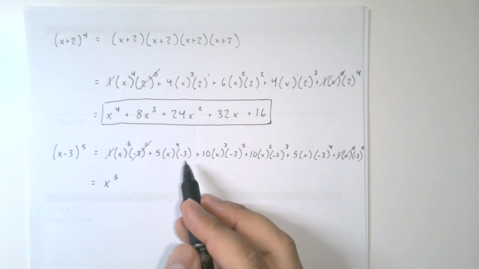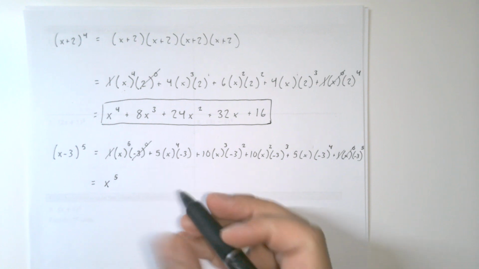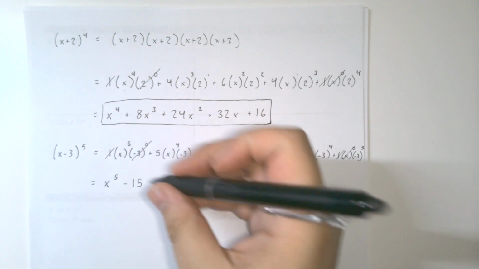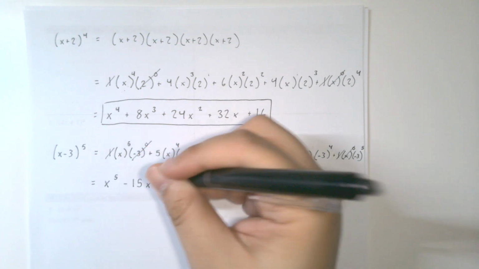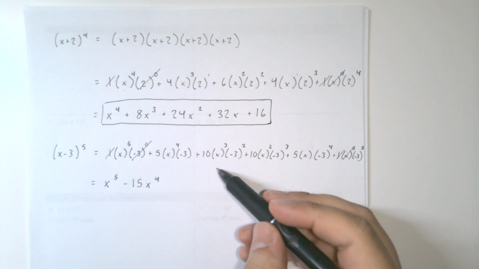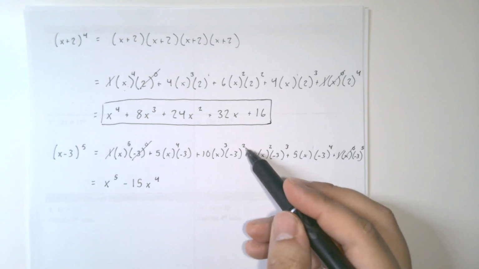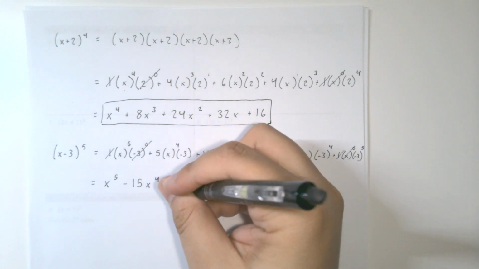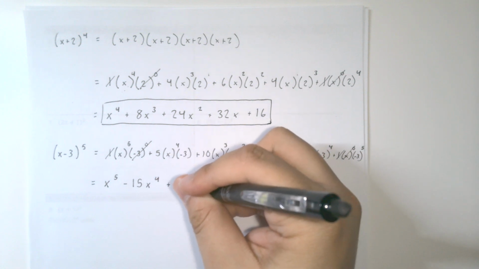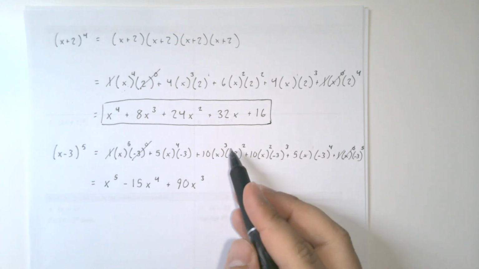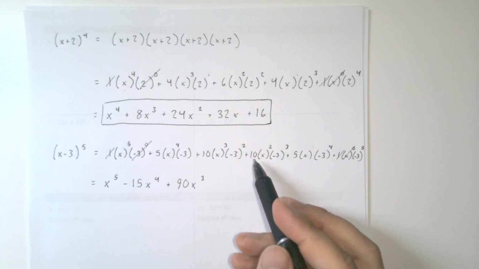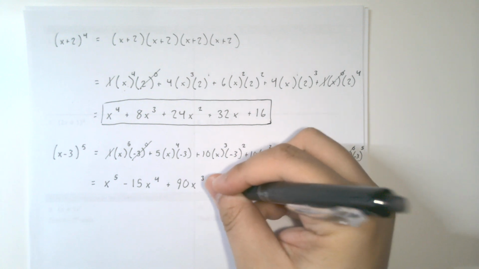The next term we have is negative 3 times 5, which is negative 15, and then x to the 4th. Next we have negative 3 squared, which is positive 9. And then times 10, it's going to be positive 90, and then x cubed. Next we have negative 3 cubed, which is negative 27. Times 10 is going to be negative 270.